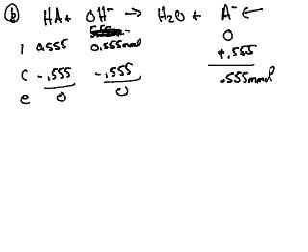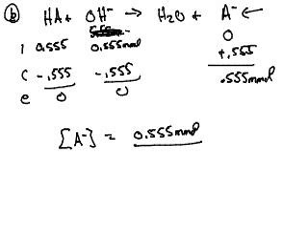Now they asked for the concentration, right? So the concentration of A negative will be 0.555 millimoles divided by the volume. Now what will the volume be? Think about this for just a moment. It's a little tricky. 50 is incorrect. It is 72.66 milliliters, because remember you put 50 milliliters and you added 22 milliliters. And you can take millimoles divided by milliliters, and then your millis cancel, if you will, right?